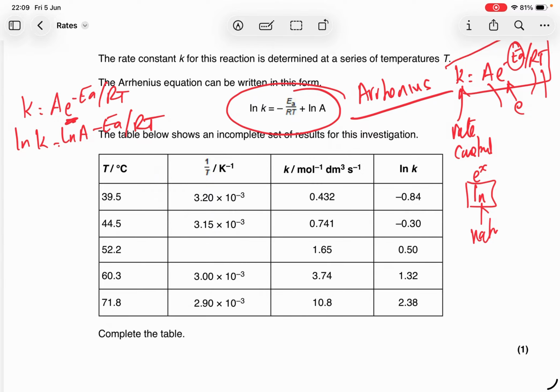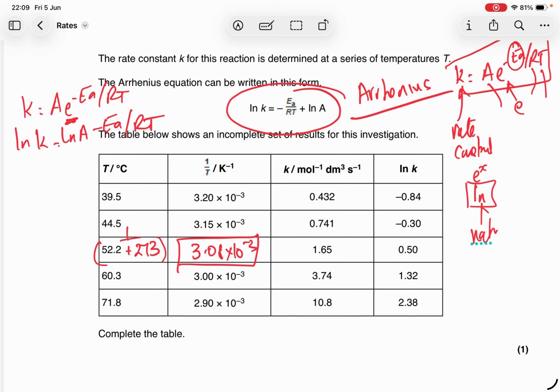Now the purpose of this video is not to explain to you how to use a calculator. That at this level you should be comfortable in using. So the question is asking you to fill in this gap here. So be very careful here. You've got to convert temperature into Kelvin, and then you've got to do one over that, and that comes to 3.08 times 10 to the minus 3.